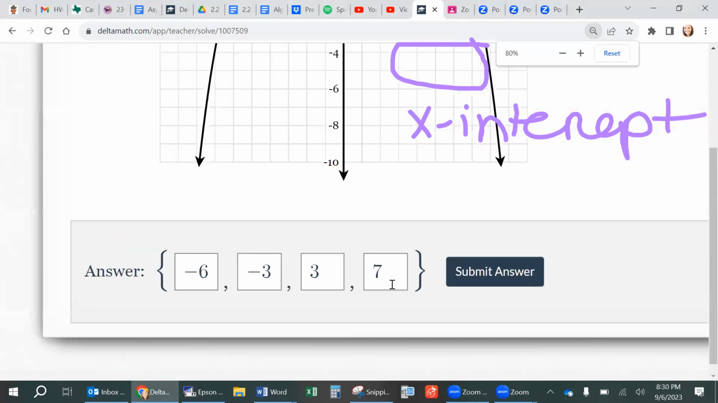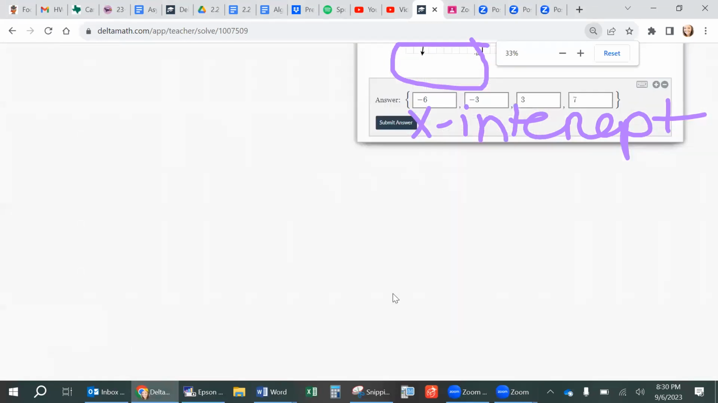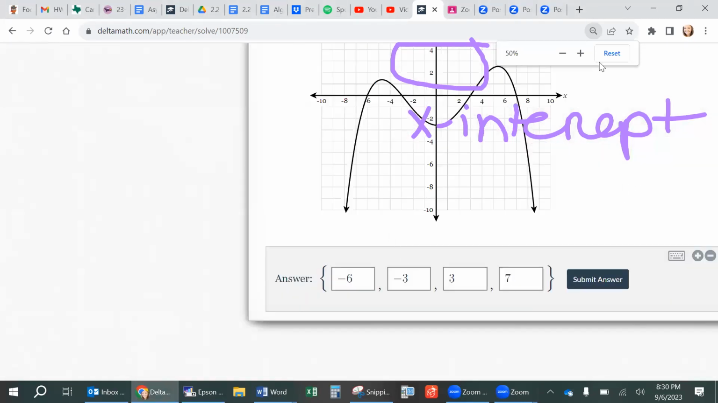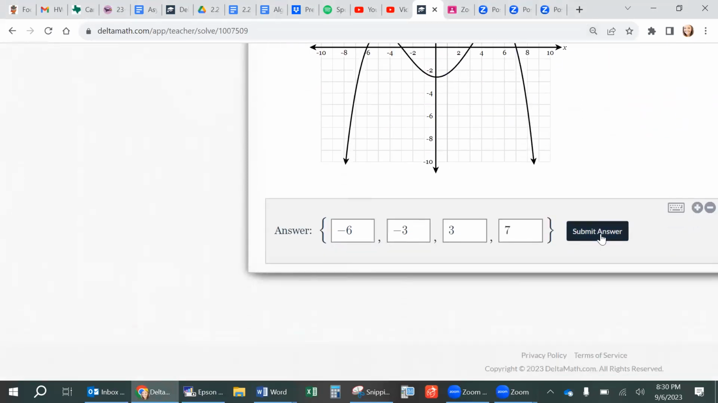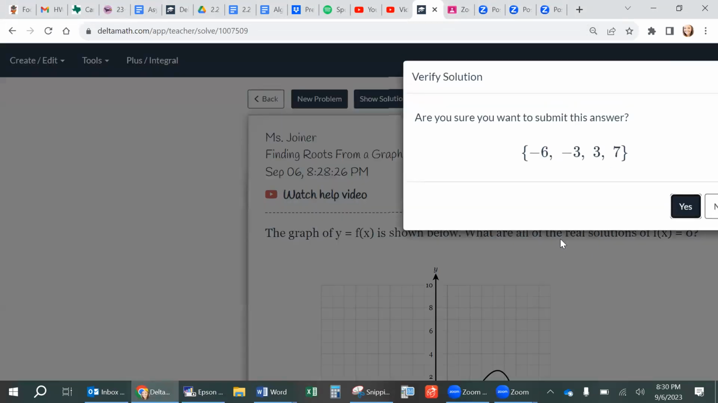You are not putting X equals for these. You're literally just listing the values. So that one should be -6, -3, 3, and 7.